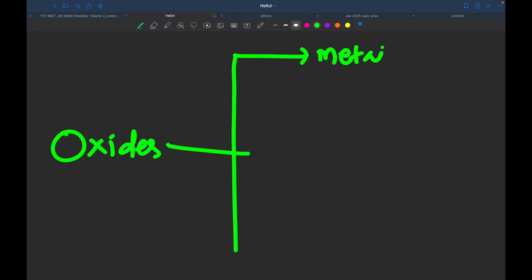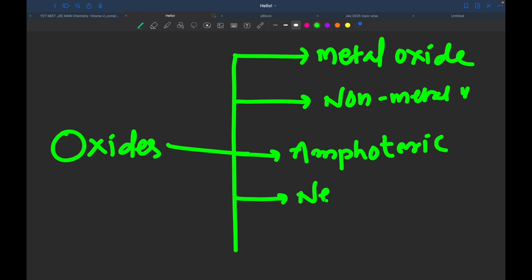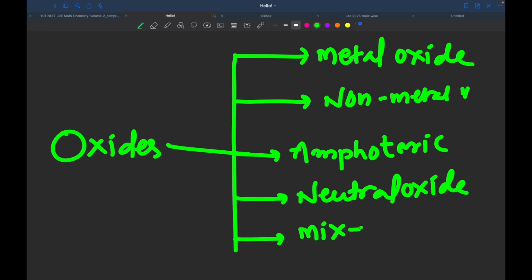Metallic oxides, metal oxides, non-metal oxides, non-metal oxides. Next one, amphoteric oxides, amphoteric oxides, neutral oxides, neutral oxides, mixed oxides, mixed oxides. What else we have? We have one more, acidic oxides.